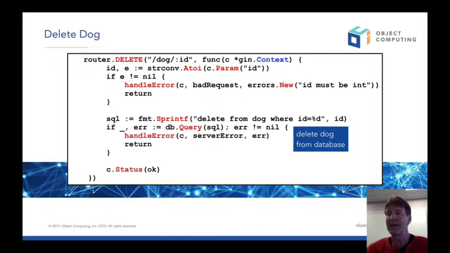This route is for deleting a dog. Like in the update route, this gets the ID of the dog to be deleted from a path parameter. Then we create and execute the SQL statement that will delete the dog from the database table. If this is successful, an OK HTTP status code is returned.